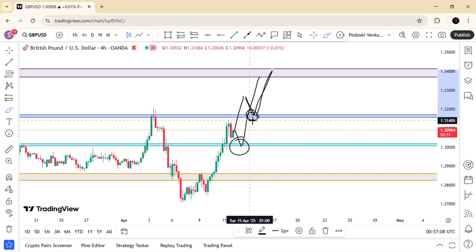So if this setup fails, then we'll be expecting this to work. So now we have two opportunities. Any of them will play out this week.